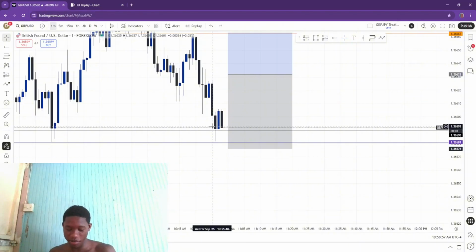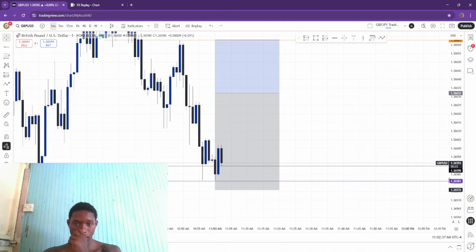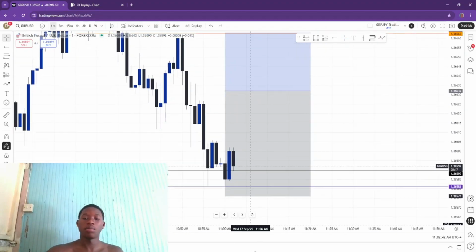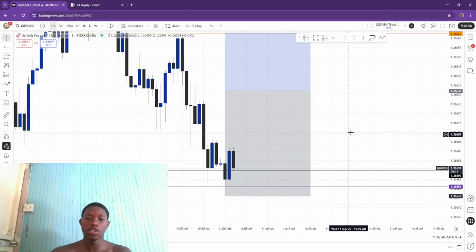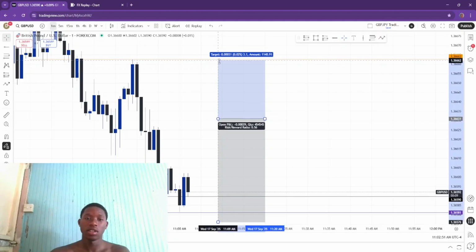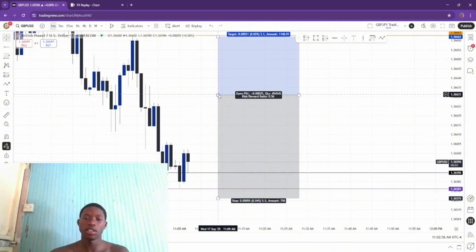We're risking 75 on this trade. Let's see. As we can see, still waiting for price to sweep liquidity. Price has not yet swept liquidity, so patience is key. Patience is key, guys.